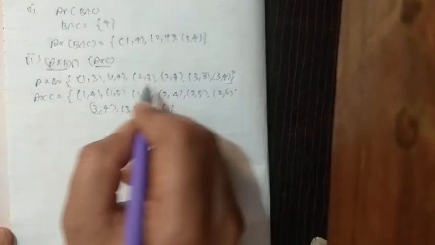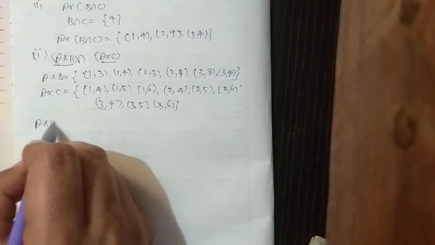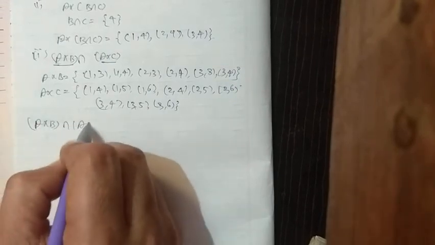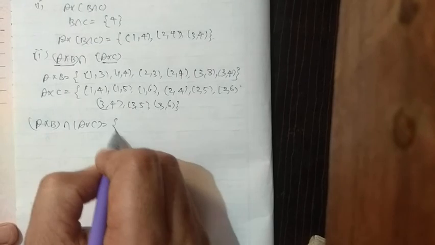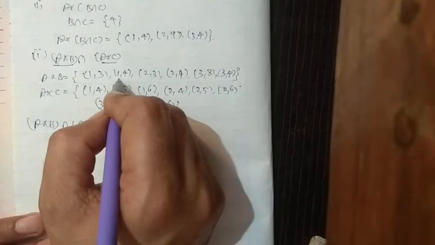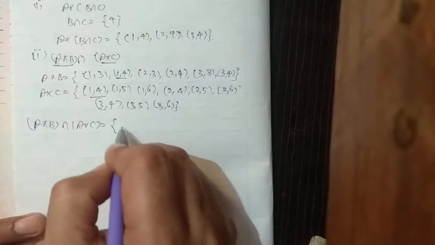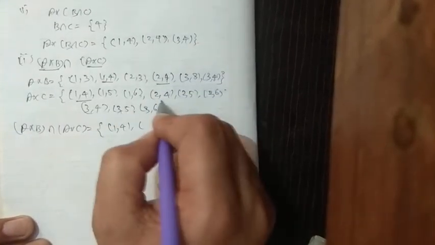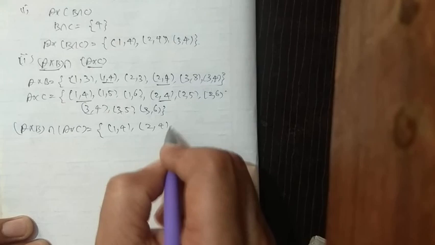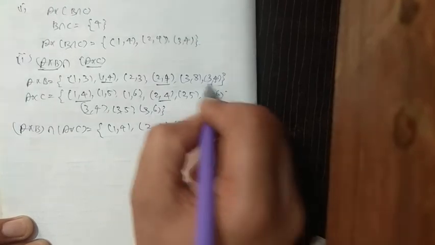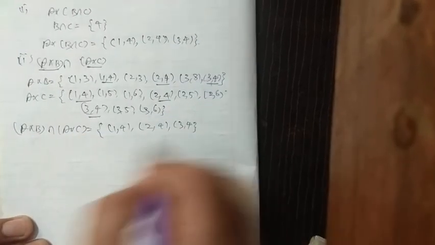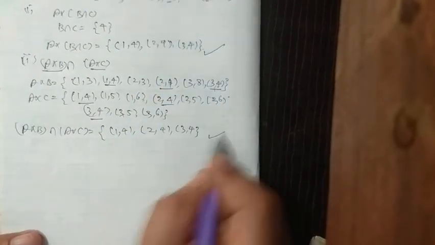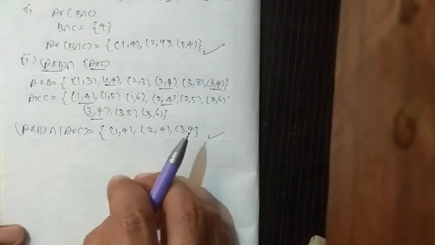Now taking the common elements in (A cross B) intersection (A cross C). The common elements are (1, 4), (2, 4), and (3, 4). So the first answer and the second are the same. Similarly, you can find the third and fourth.